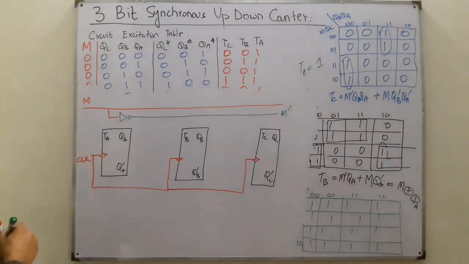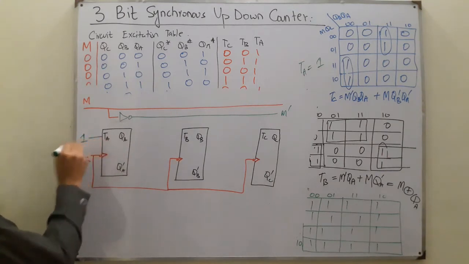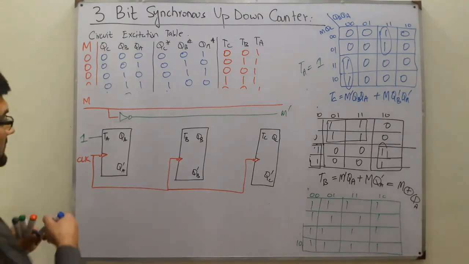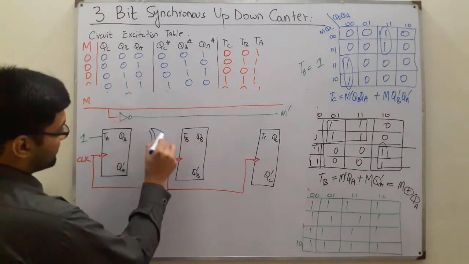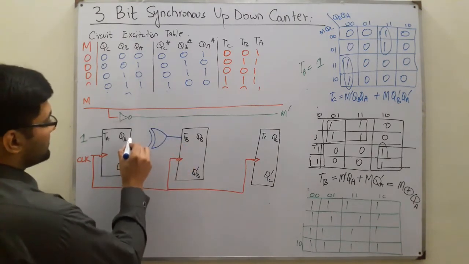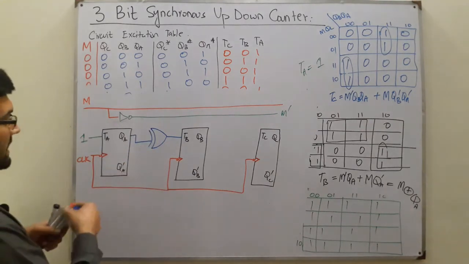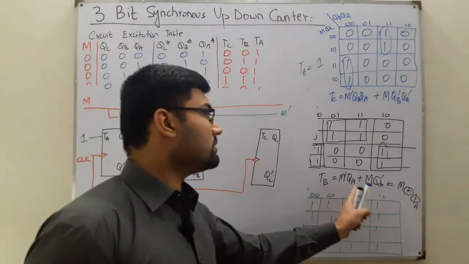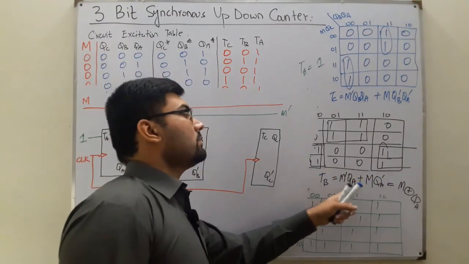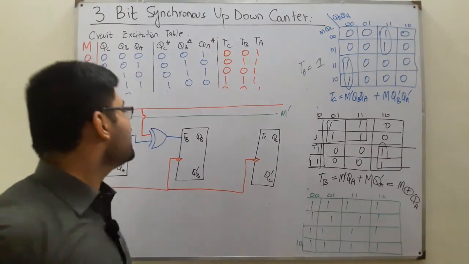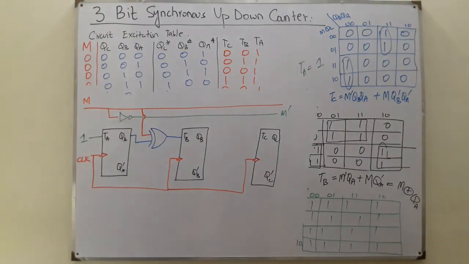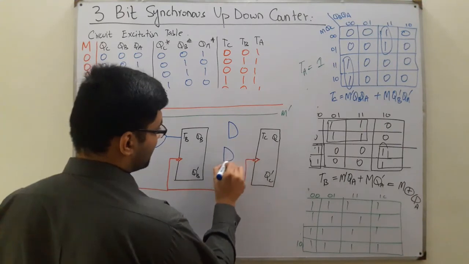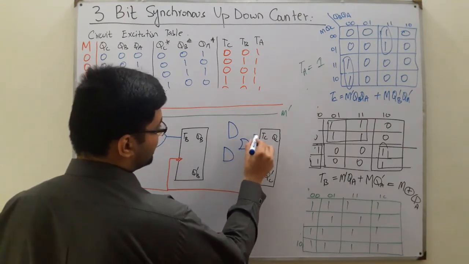Now TA. TA is logic 1. Green color. TA is logic 1. Fine. TB is M exclusive OR with QA. So this is, let's say, the exclusive OR gate. Fine. And this is QA exclusive OR with M. Fine. If you don't have the exclusive OR gate, you can use two AND gates, two NOT gates, and one OR gate. So instead of that, you can use a single exclusive OR gate. Fine. Now TC is what? It's two AND gates and an OR gate. Fine. So two AND gates. Their output is OR'd, and it is given to TC. Fine.